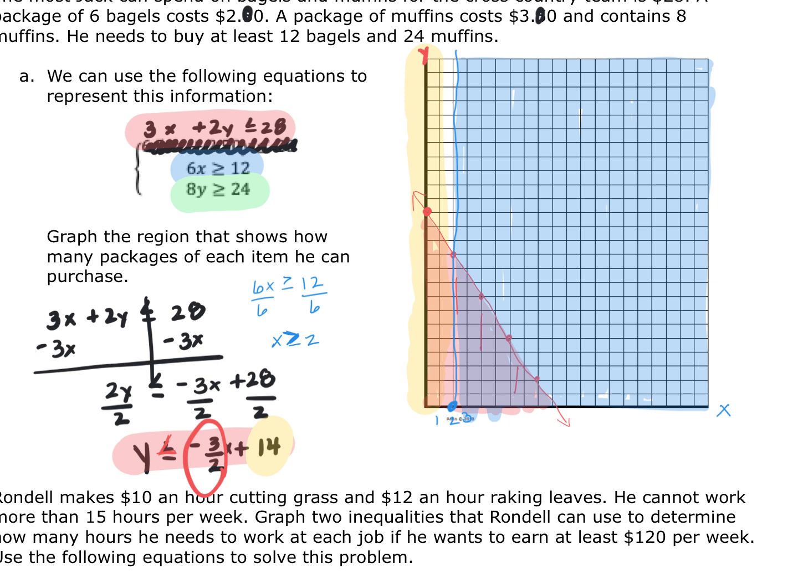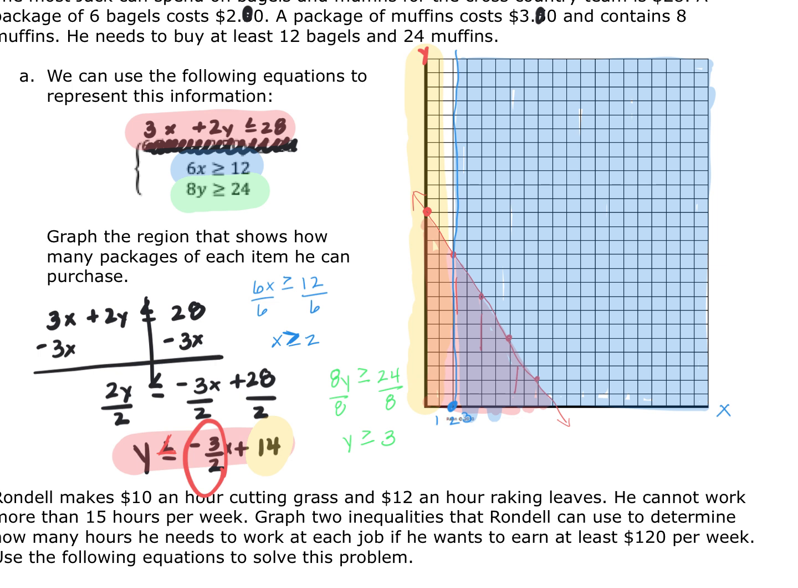So now we still have the green one. Again, we need to get our letter by itself. So I have 8y is greater than or equal to 24. So I'm just going to rewrite that. I'm going to say 8y is greater than or equal to 24. I want to get y by itself, so I'm going to divide by 8 and divide by 8. And I get y is greater than or equal to 3.